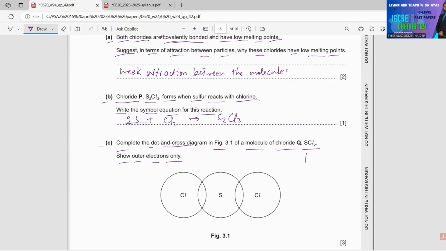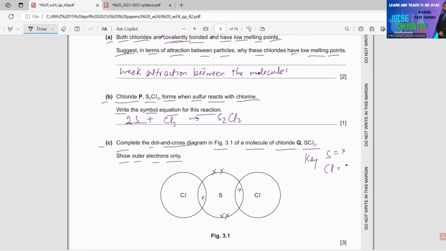So I'm going to show the key on the right hand side for each of these. For sulfur, I'm using cross, and for chlorine, I'm using dot. For sulfur, I need to show 6 valence electrons. 2 of these valence electrons will be shared with each chlorine atom. Here's 1, 2, 3, 4, 5, 6. I'm done with the valence electrons of sulfur.